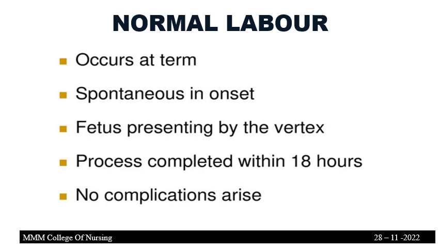Normal labor. These are the criteria for a normal labor. It should occur at term. The onset should be spontaneous. We should not induce the pain. We should not cause any pain by giving any drugs or anything other, but rather the mother should have her labor pain in spontaneous onset.